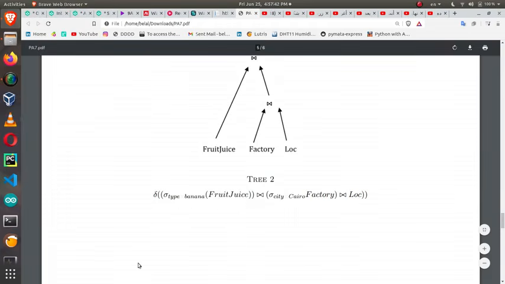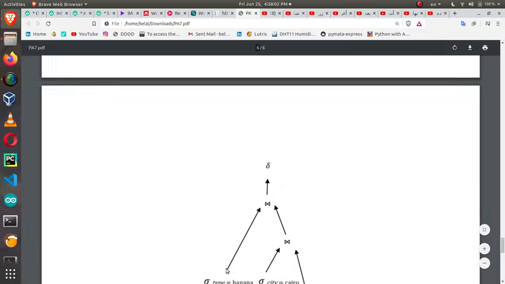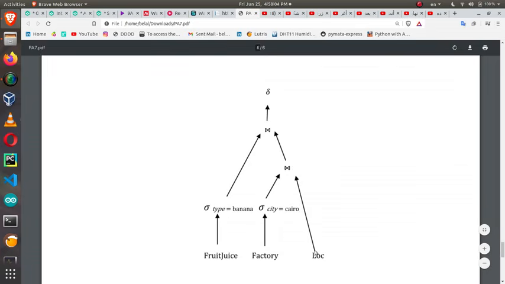The second solution is to filter fruit juice and filter factory, and join the result set of each select statement with location all together, and perform distinct. So here's the tree. We will join location with factory tuples with city equal Cairo, and fruit juice tuples with type equal banana, and perform the distinct operator.